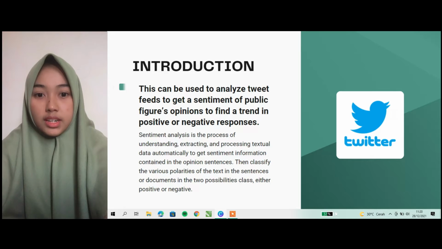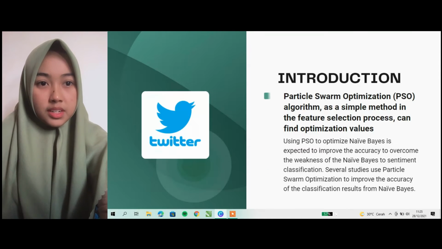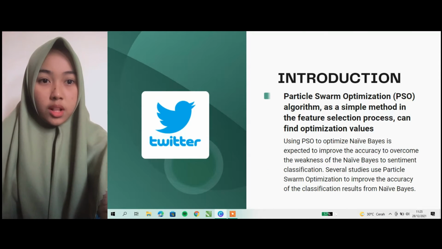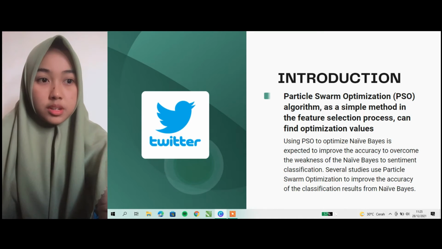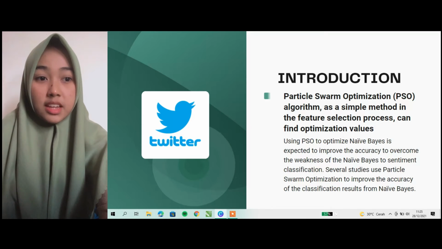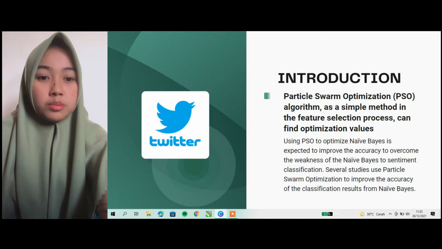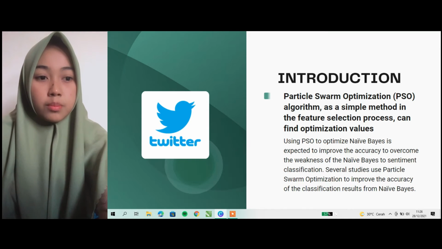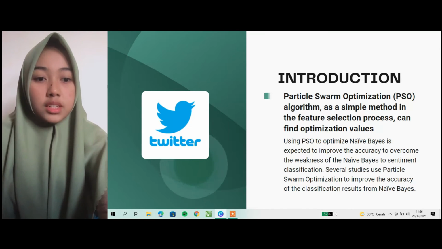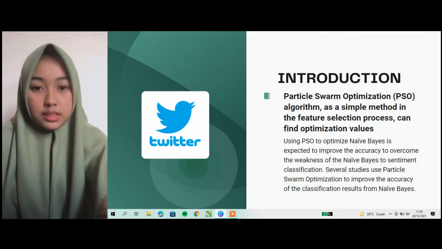Okay, next, the particle swarm optimization or PSO algorithm, as a simple method in the feature selection process, can find the optimization value. Using PSO to optimize Naive Bayes is expected to improve the accuracy and overcome the weakness of Naive Bayes in sentiment classification. Several studies use particle swarm optimization to improve the accuracy of the classification result from Naive Bayes.